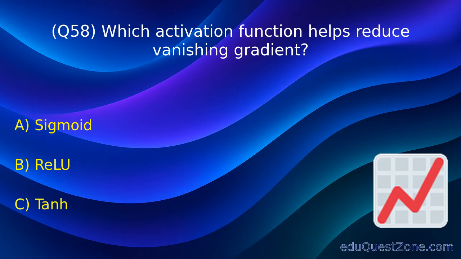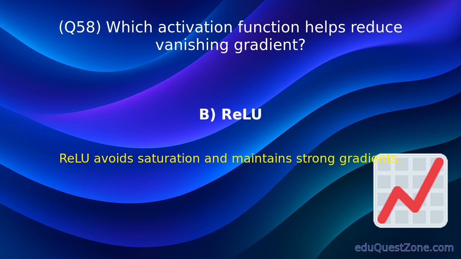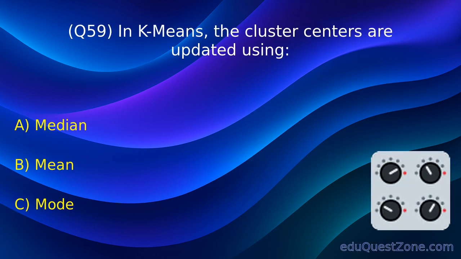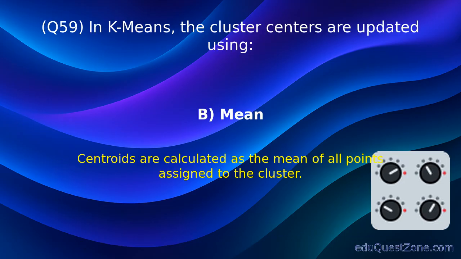Question 58. Which activation function helps reduce vanishing gradient? Option B. ReLU. ReLU helps reduce vanishing gradients. Question 59. In K-means, cluster centers are updated using. Option B. Mean. Centroids are updated using the mean of assigned points.